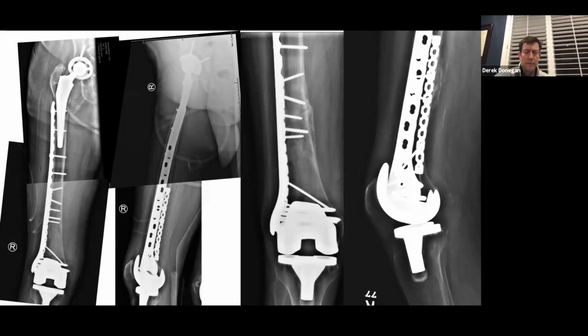I think it's a nice looking construct. I like the idea of an absolute stable construct here when you can, and then overlap of the prosthesis, like John said earlier. John, what would you have done differently, if anything?